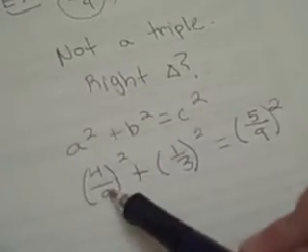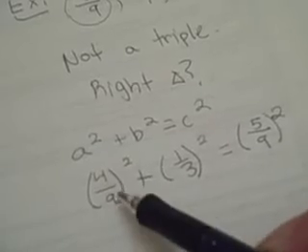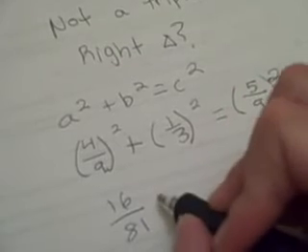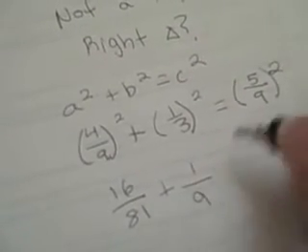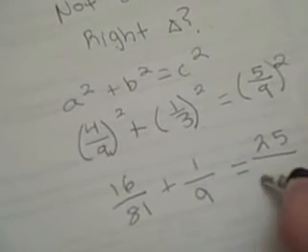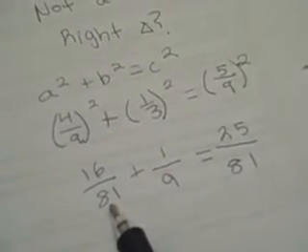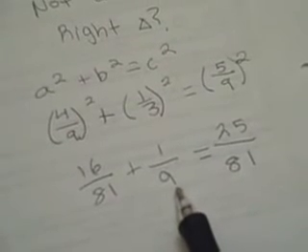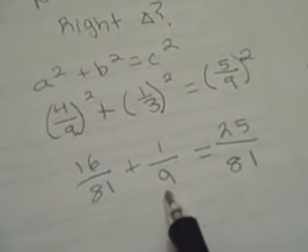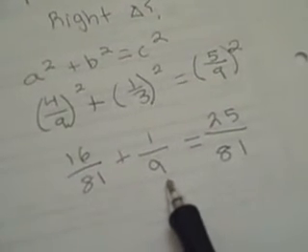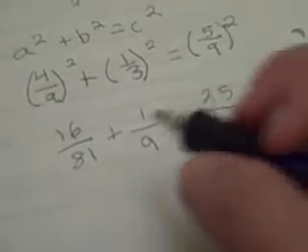Simplifying this, when you square a fraction, you have to square both the top number and the bottom number. So we would get 16 over 81 plus 1 over 9 is equal to 25 over 81. We have another problem. We have 81 on the bottom here and 9 on the bottom here. We can't add fractions if the denominator is not the same, which means I need to find a common denominator. Our common denominator in this case is going to be 81.